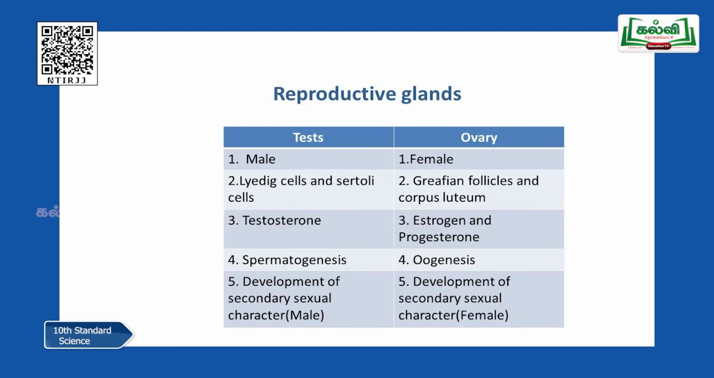Every species has reproductive glands and every species reproduces, but human reproduction is difficult and entirely complicated. By the way, we come to the two types of human reproductive glands, one is the testis and one is the ovary. So, the male reproductive gland is the testis and the female reproductive gland is called the ovary. Testis consists of Leydig cells and Sertoli cells. Ovary consists of the Graafian follicle and corpus luteum.